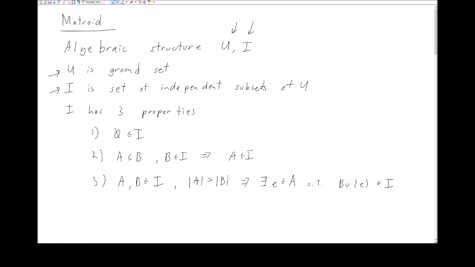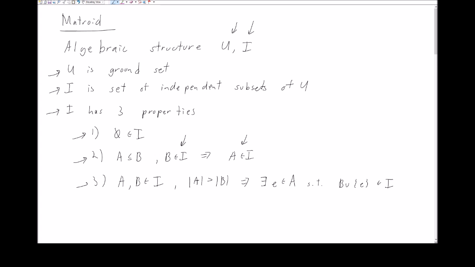The key to this algebraic structure is I and the properties that I has. In particular, I has three properties, and these three properties make it a matroid. The first property is that the empty set is an element of I. That is, the empty set is an independent set. Second, if we have two sets, A and B, and A is a subset of B, then if B is an independent set, then A is also an independent set. We can think of this as an inheritance property. If there's a set B that's independent, then every subset of B is also independent. That is, subsets of B inherit the independence property.